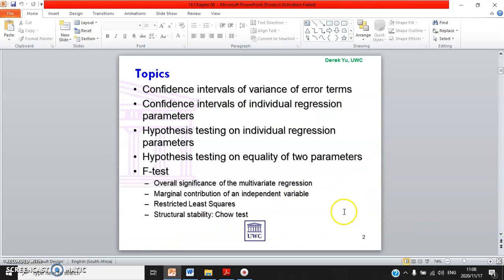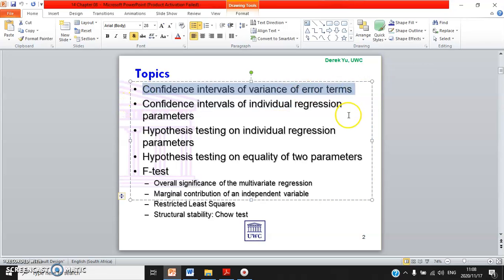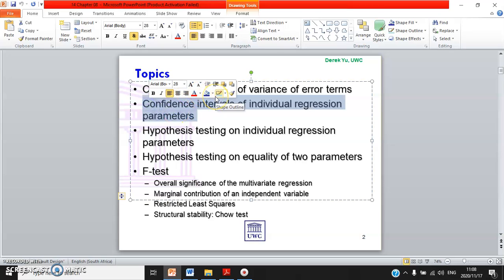There will be lots of calculations for this chapter. Confidence interval on the variance of error terms, which we have done before in ECO242. So we will do it again, but the only difference is that we would deal with multivariate regression. Confidence interval of each regression parameter. Okay, again, we did it in ECO242, so we will do it again in ECO311. The only difference is that in the interpretation part, you need to talk about the ceteris paribus condition.